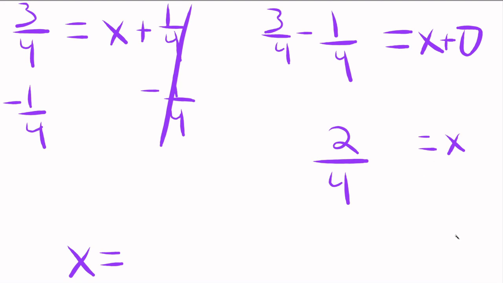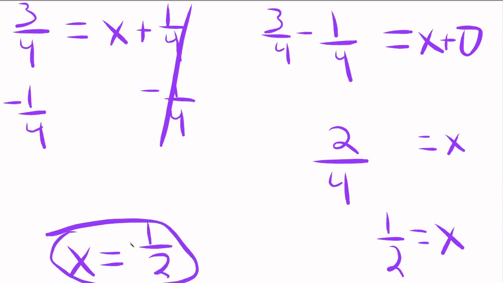Now, this is technically correct, but it is not the answer that we want. We can keep going a little bit further. We can simplify this, and again, we already did a lesson on this. 2/4, we can divide both the 2 and the 4 by 2 to simplify this down to 1/2. So x equals 1/2.